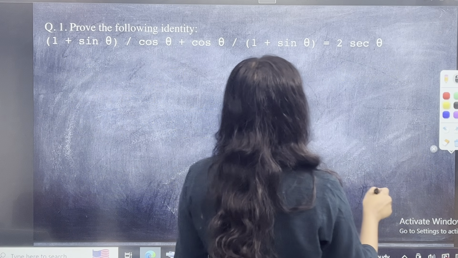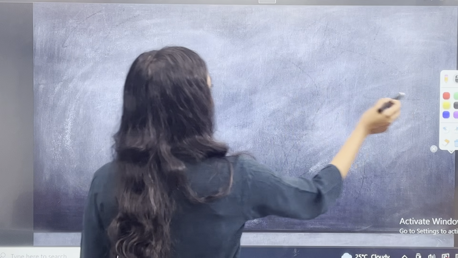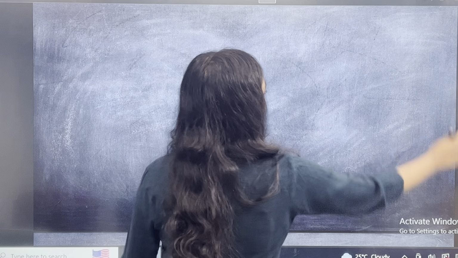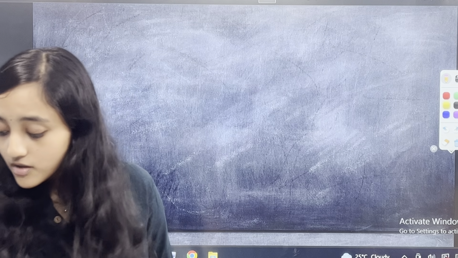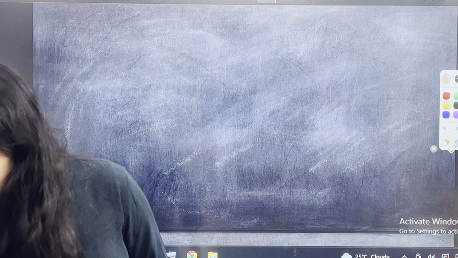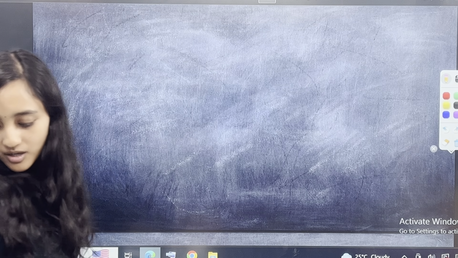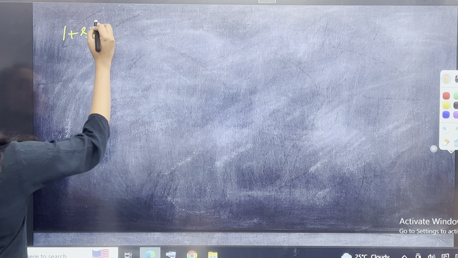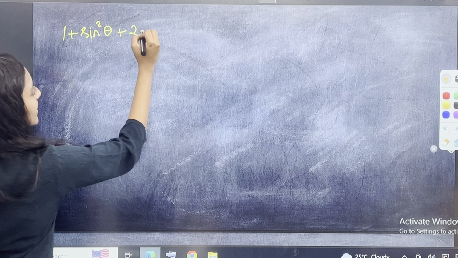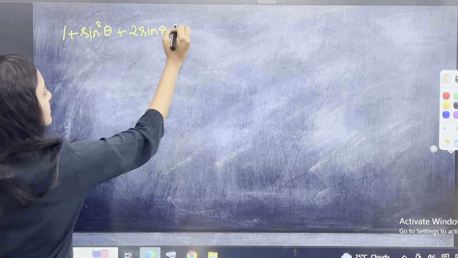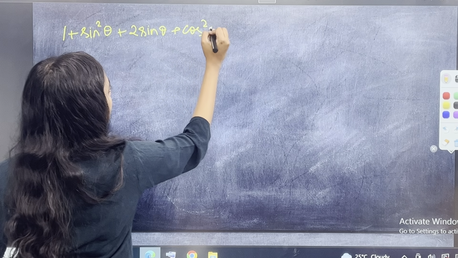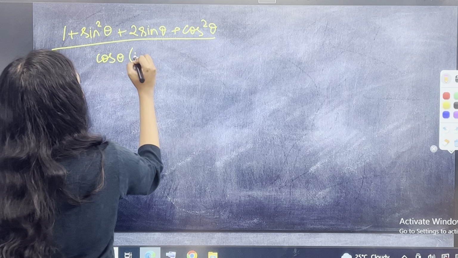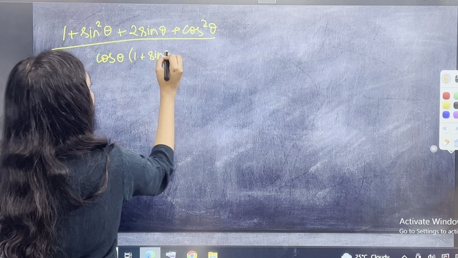How to go to the next page? So what did you have? I hope you are writing it down and solving it before I can solve it, right? So you had 1 plus sine square theta plus 2 sine theta plus cos square theta divided by cos theta into 1 plus sine theta. Wasn't this the question there?